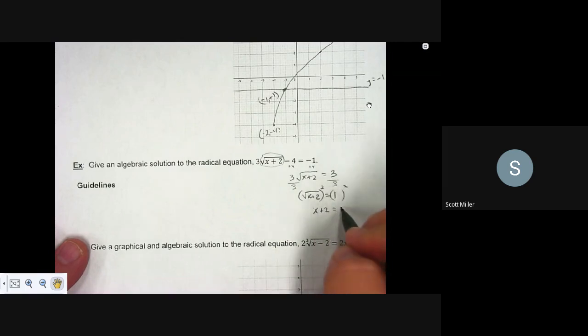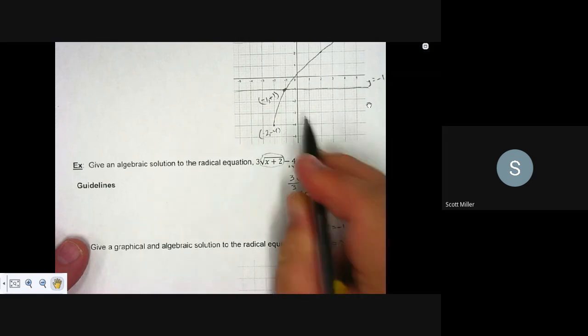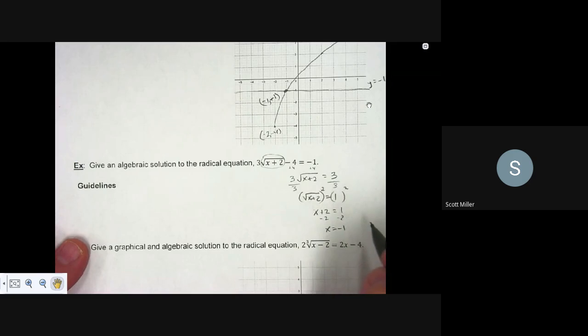And right here, squaring a 1, solve for x, and I get x equals -1, confirming what we knew the answer to be. Now, if you don't do the graphical approach to confirm, you need to make sure that you check this to make sure that it's not an extraneous solution. Because when we squared this, we introduced another solution, possibly, that could give us another answer.